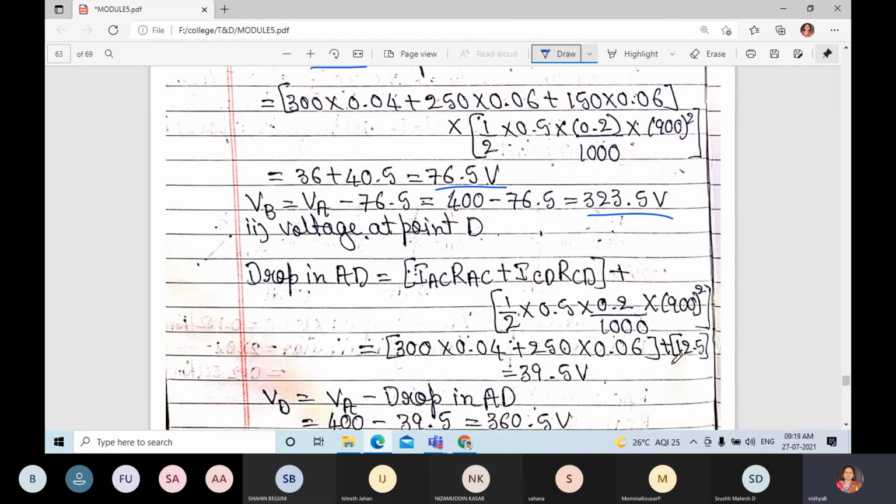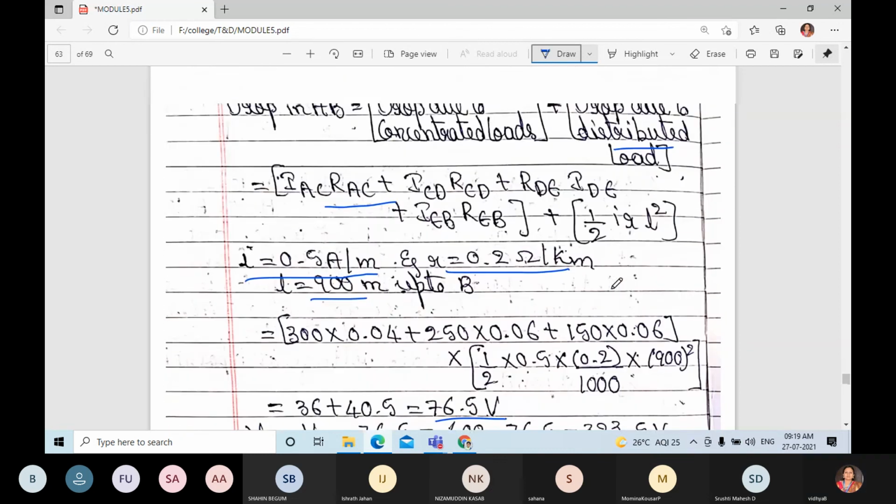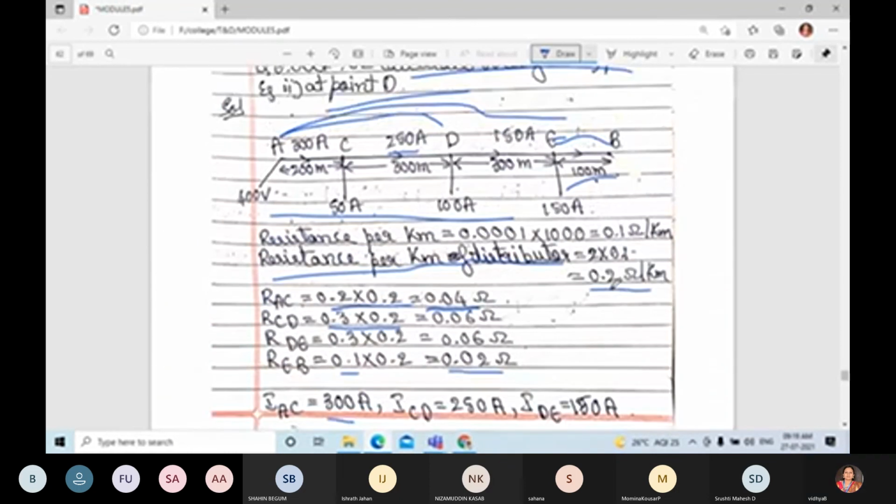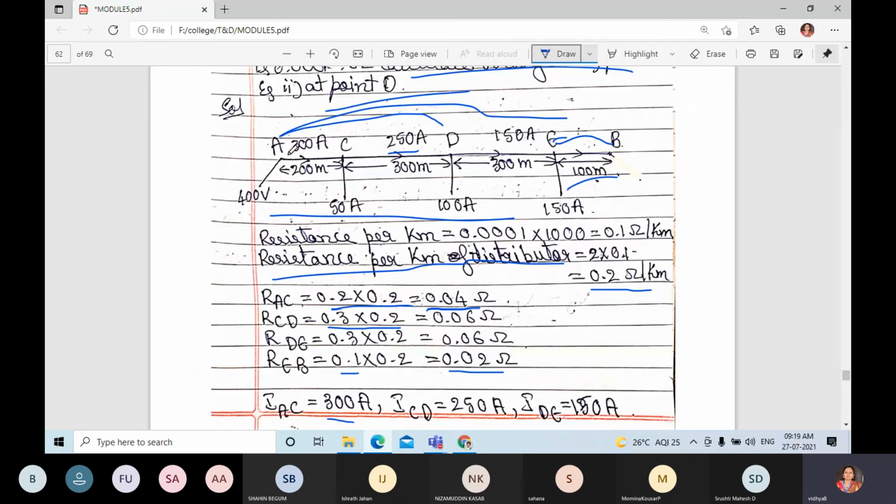And the voltage at point D also: first you find out the drop in AD, between A and D. So current into resistance you need to do, that is IAC into RAC plus ICD into RCD, because from A to C you will get two sections, A to C and C to D.